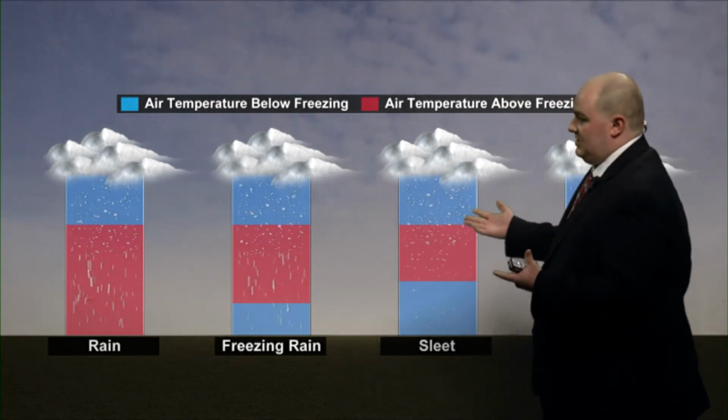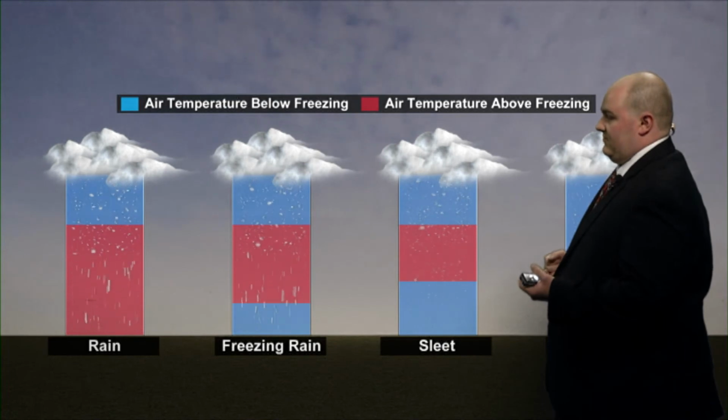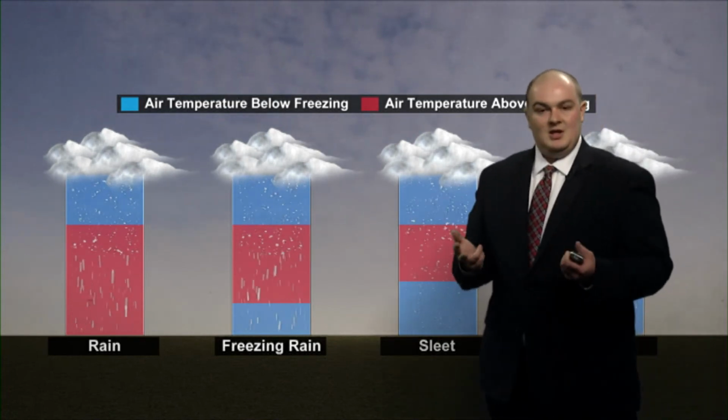Again, we could see some of these types of precipitation going into winter as we start experiencing some freezing temperatures. We already experienced some of that so far, even in November.